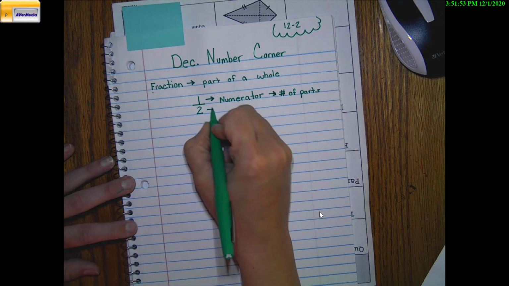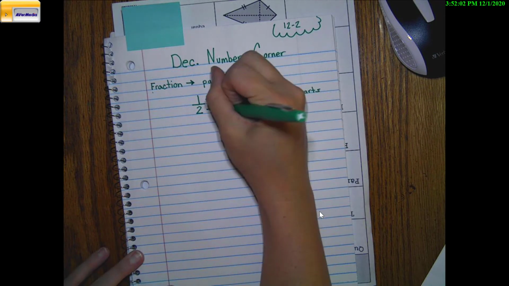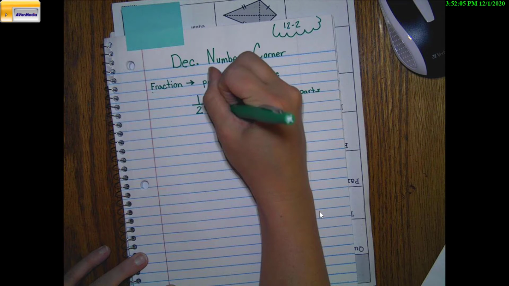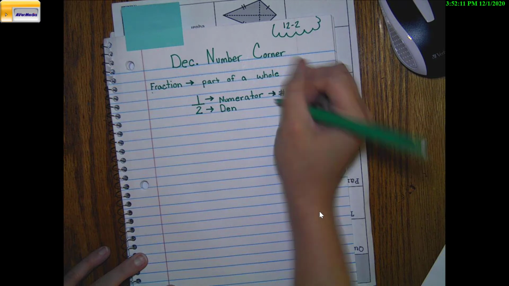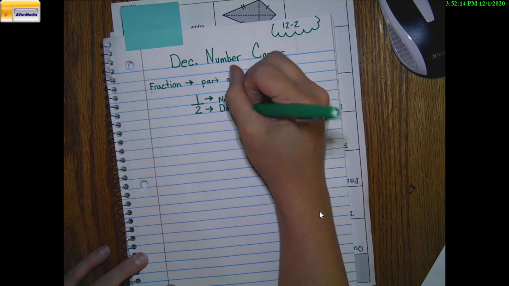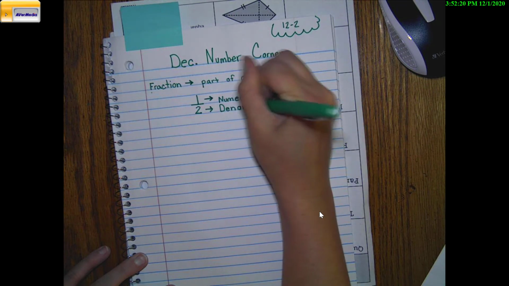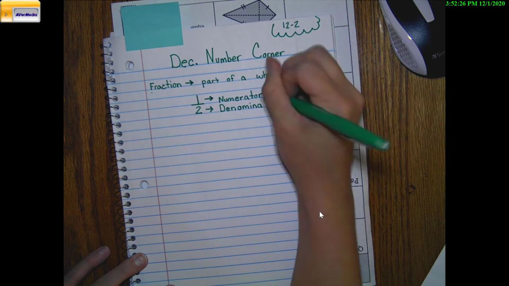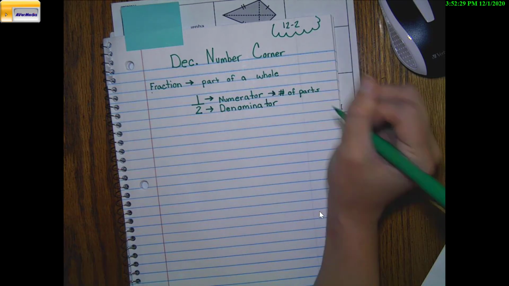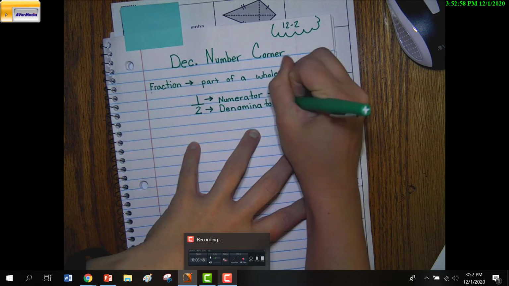All right, next thing we're going to do is the denominator. I always say the denominator is the one in charge. The denominator tells you how many parts an object or something has. So denominator is spelled D, like dog, E-N, D-E-N-O, M-I-N. Pause the video if I'm going too fast. T-O-R. Denominator. Okay? And the denominator is how many parts you have total.